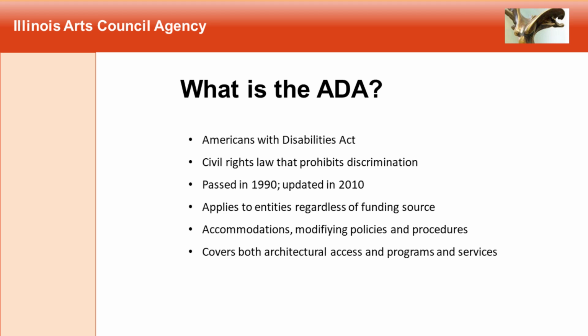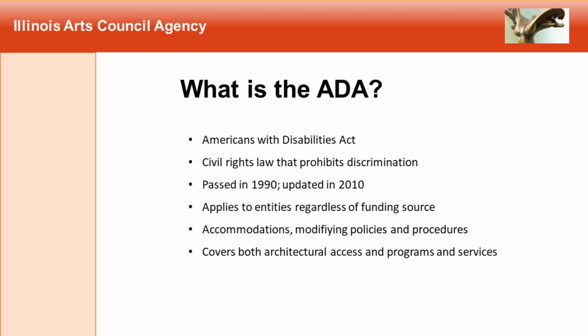Let's dive right in. The ADA is a civil rights law that prohibits discrimination against individuals with disabilities in all areas of public life. It was passed pretty recently. It was passed in 1990 and was updated in 2010. It was really inspired by Section 504, which we're going to talk about in a little while. The ADA applies to covered entities regardless of funding sources. It's really about providing accommodations and modifying policies and procedures to ensure equal access for people with disabilities.